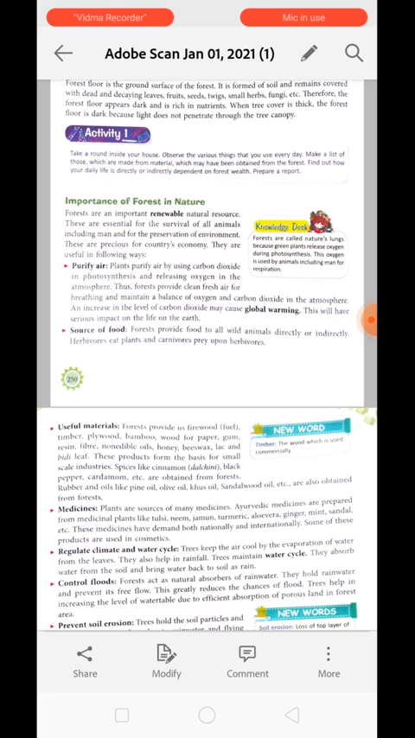Oxygen is released from the trees in the process of photosynthesis. Thus, the forest provides clean and fresh air for breathing and maintains a balance of oxygen and carbon dioxide in the atmosphere. An increase in the level of carbon dioxide may cause global warming. This will have a serious impact on life on the earth. Why? Because globally the temperature of the earth will rise, which is known as global warming, and if this happens, the ice present in the polar regions may melt and it will lead to floods in low-lying areas, right? Causing the death of many people.